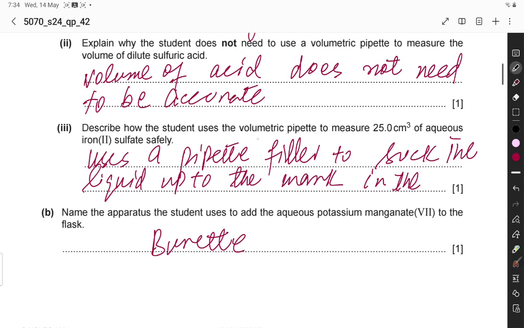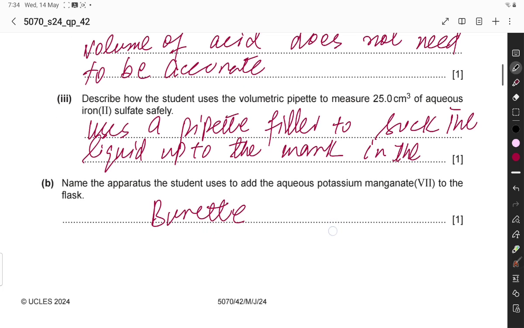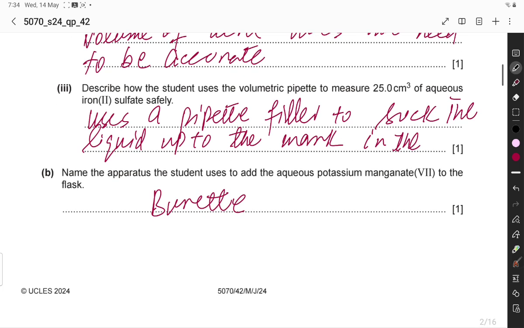Describe how the student uses the volumetric pipette to measure 25 cm³ of aqueous iron(II) sulfate safely. Use a pipette filler to suck the liquid up to the mark in the pipette.